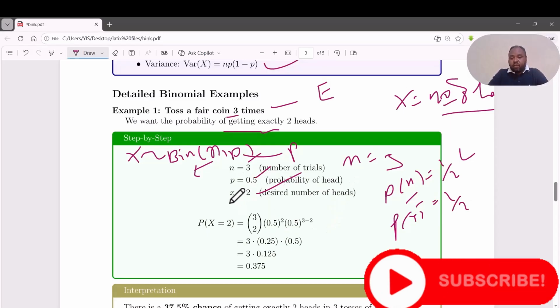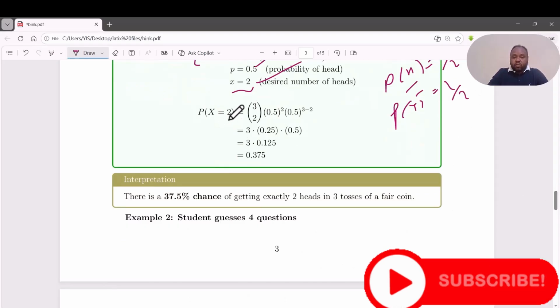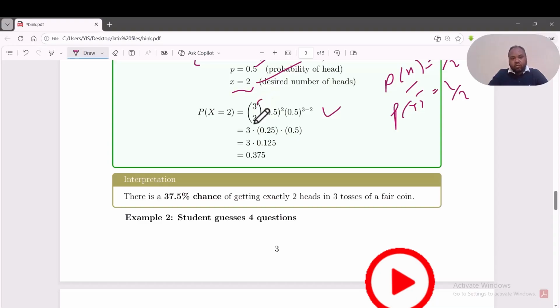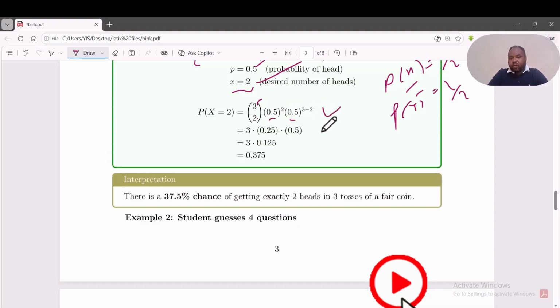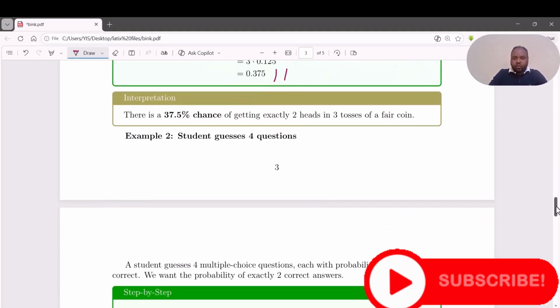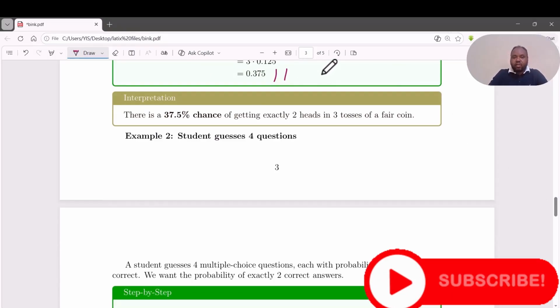Now the required number of heads is 2. Therefore, the probability of X equal to 2, from the probability mass function of X following the binomial distribution, is given by this one, right? 3 is n, 2 is x, n choose x, 3 choose 2. Then this one is p, this one is q. Then we come up with this at the end of the day, 0.375. So the probability of getting outcomes with exactly 2 heads is 0.375. We can interpret this as a percentage too. There is a 37.5% chance of getting exactly 2 heads in 3 tosses of a fair coin.